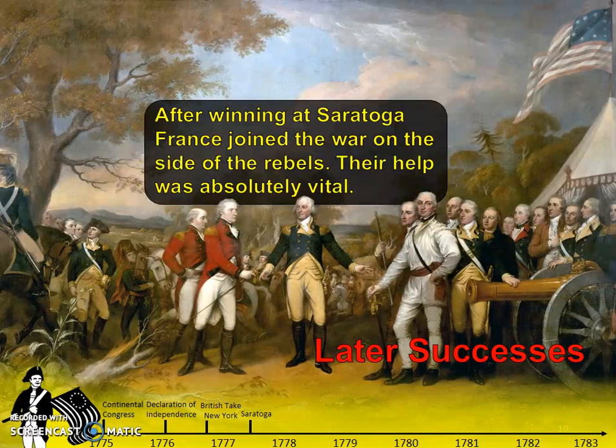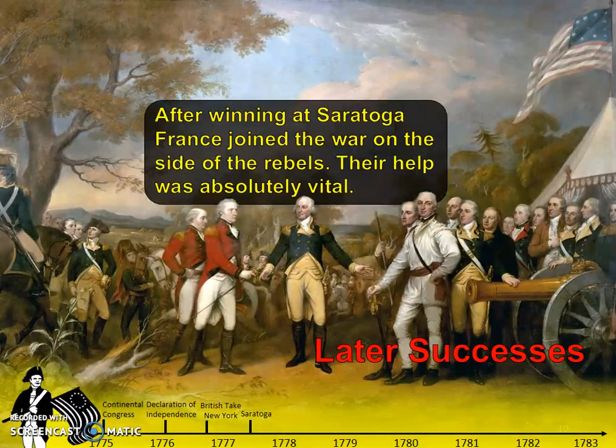Burgoyne's surrender marks a turning point in the war. Ever since this mark, the Patriots are going to be ultimately motivated, and they're going to have that momentum that is desperately needed in the time of war. So after winning Saratoga, France is going to be all in on the colonies as well, and they're going to join the war on the side of the rebels, which would be the Patriots. Their help was absolutely vital, because now France is not only going to bring more troops, but they're going to bring a navy as well.